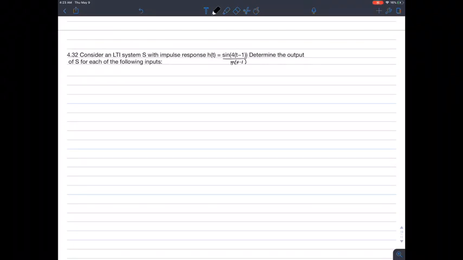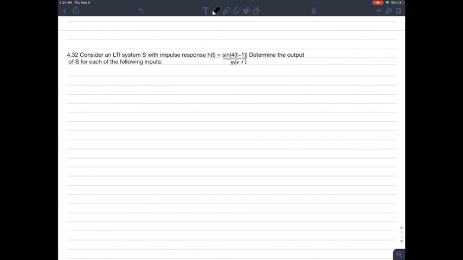Alright, so our next question comes from 4.32 own. It wants us to look at the linear time invariant system S. It has an impulse response of h of t. And we need to determine the output of S for each of the following inputs, okay? So the first thing that we must do is find the Fourier transform of h of t, and then we can use that Fourier transform for all of A, B, C, and D, which I will do in this video.